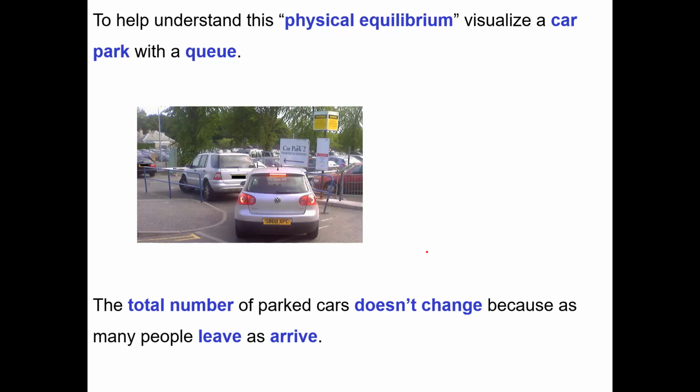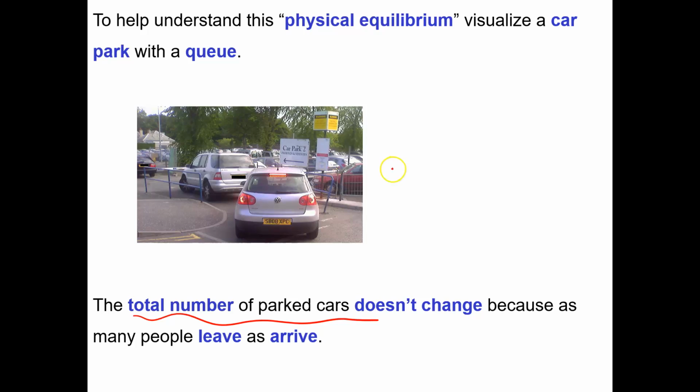I like to think of this physical equilibrium as kind of like a parking lot that is full. You see the parking lot is completely full. The total number of parked cars doesn't change, but there's constantly people coming and going. And the reason that the total number of parked cars doesn't change is because as fast as people are leaving, new people are arriving. So that's how that works.